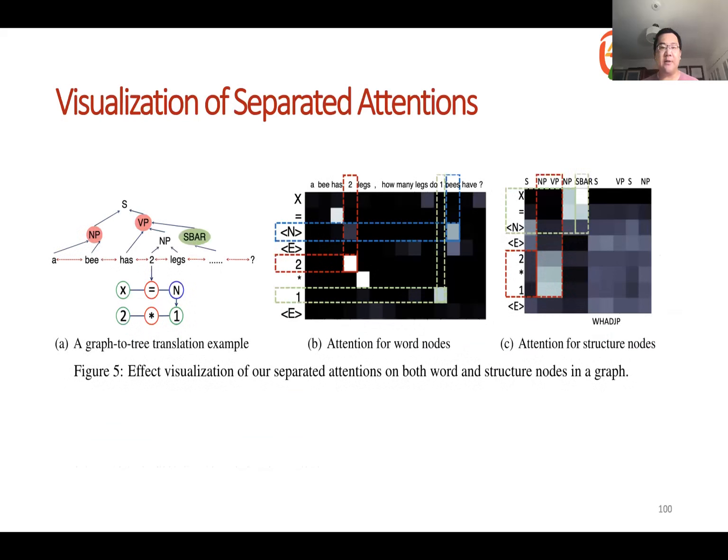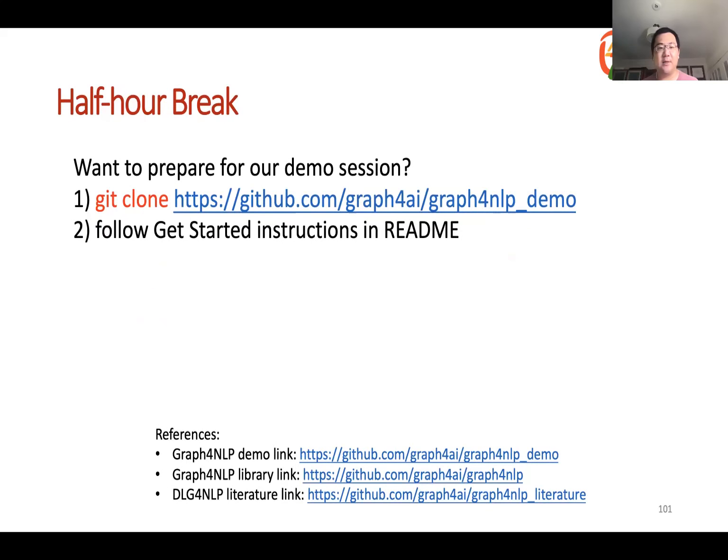Here is some visualization of the separate attention. As you can see, when we use attention for the word nodes, some of the word nodes can be captured that are highly related to the decoder token. Attention is also important for the structure nodes constructed from the parse tree, and those also contribute a lot to the final result. This is very encouraging, that our attention is able to capture that.